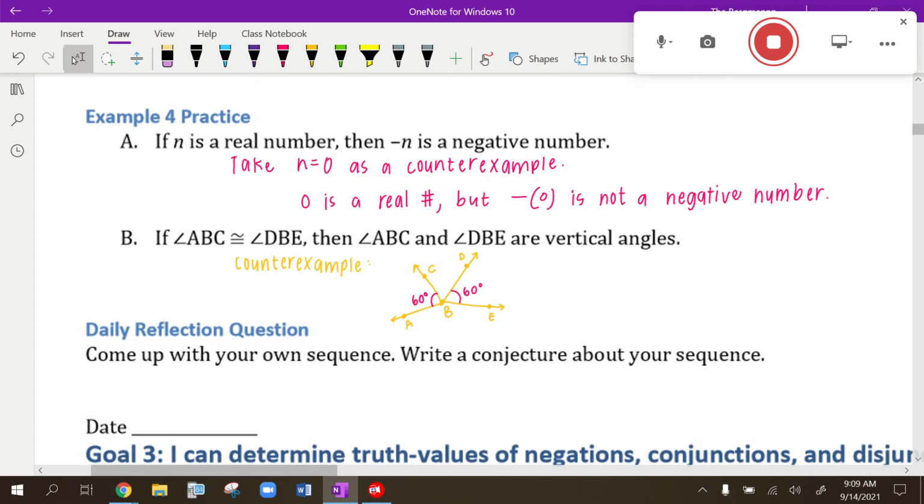And I'd also like you to answer this reflection question. Please come up with your own sequence. That means a pattern of numbers. Write a conjecture about your sequence.